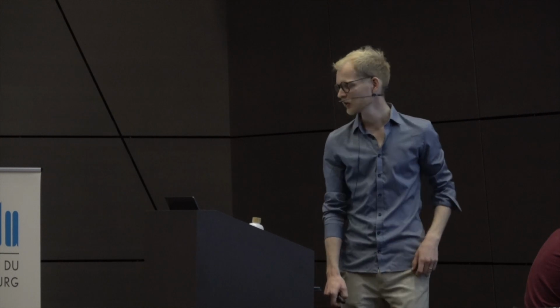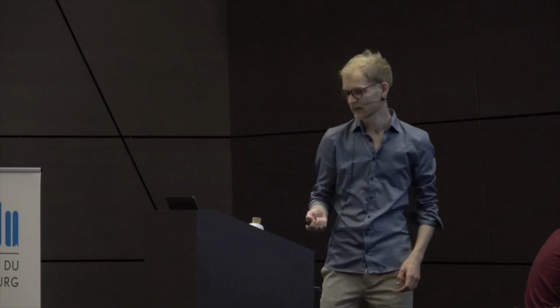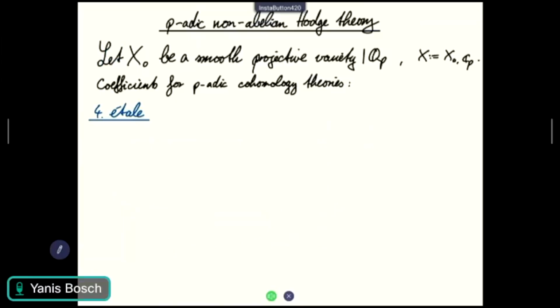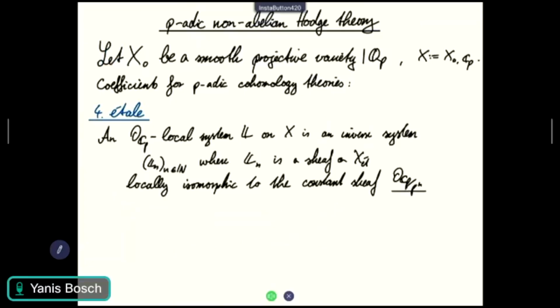Okay, so let's jump back to the right-hand side of the first slide. So we're in the p-adic setting. We have a smooth projective variety over Q_p. We consider its base change to C_p. So we're in a setting of p-adic geometry, and we want to understand what coefficients for p-adic cohomology theories are. And let's start with the étale world.